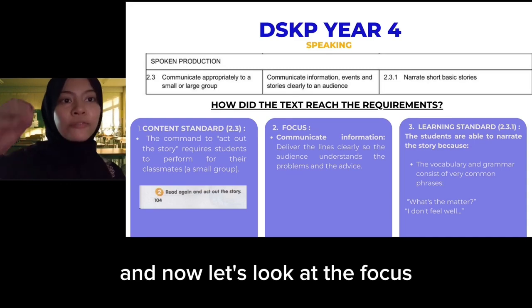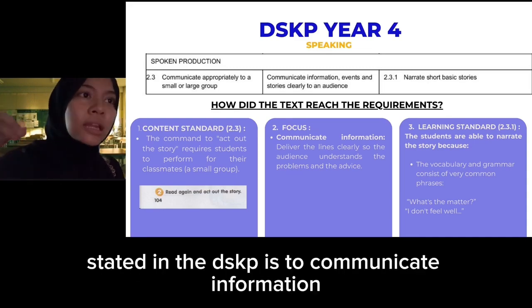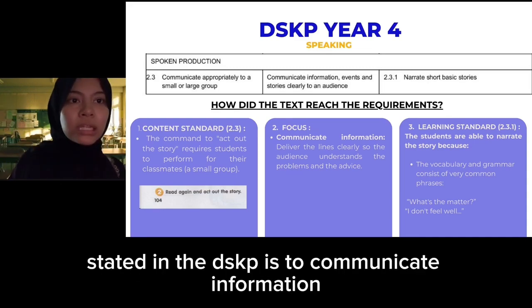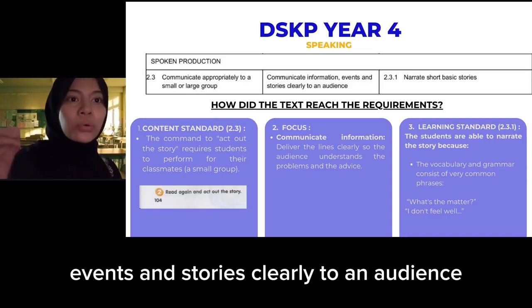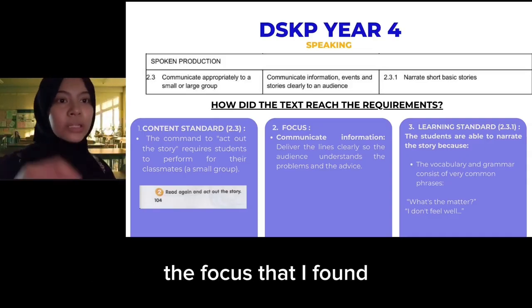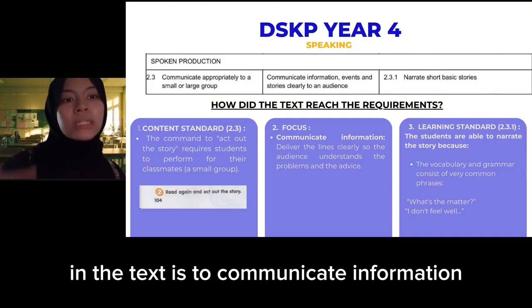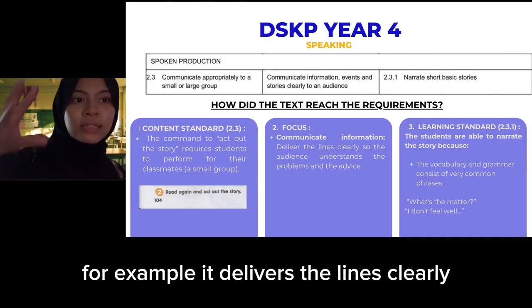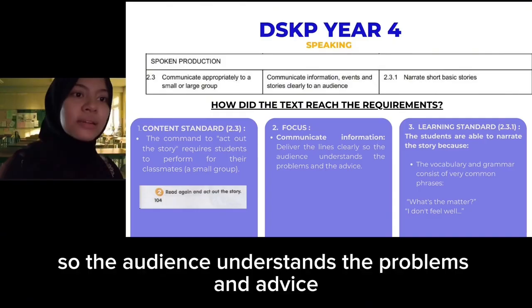And now let's look at the focus. So, the focus stated in the DSKP is to communicate information, events, and stories clearly to an audience. The focus that I found in the text is to communicate information. For example, it delivers the lines clearly so the audience understands the problems and advice.